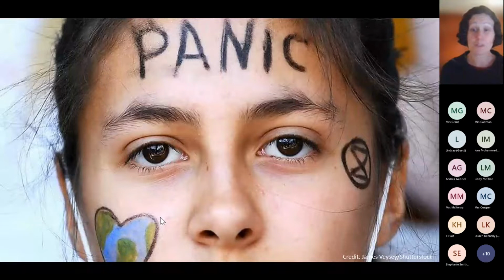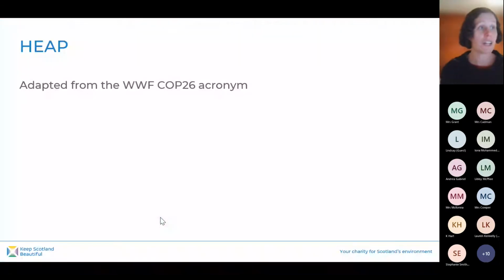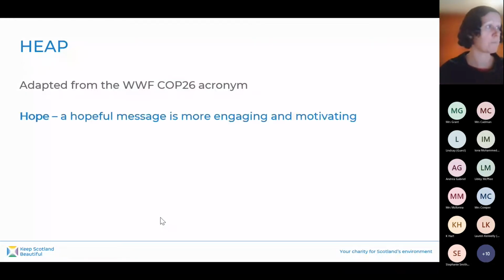So when we are talking to children and young people about these problems, we want to try and have a bit more of a positive message. So you can do that in various ways. One way of thinking about it that we'd recommend is having a think about this acronym HEAP. So we've adapted this. WWF, for COP26, the climate change COP, created this acronym, and we've just adapted it a bit to have a think about for your pupils. So when you're giving messages about the biodiversity crisis and other environmental concerns, try to think about a hopeful message, and I can definitely give you some tools as to how to look at this in a hopeful way, because that's more engaging and motivating.